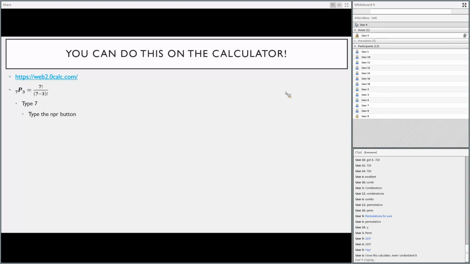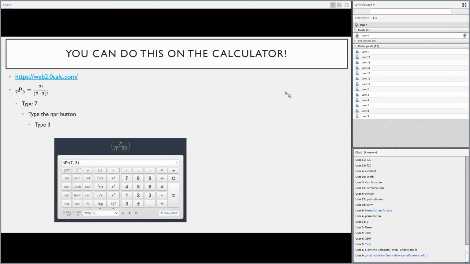So if we're going to do 7P3 in the calculator, it's going to go like this. So first type the number 7. Then there should be a little button. It's down kind of on the bottom left, and it says nPr. Click that button, and then type the number 3. So it should look like what you see right here on the screen before you hit enter. Okay, it looks like this, nPr and then 7, 3.